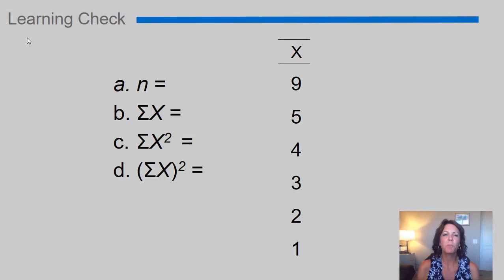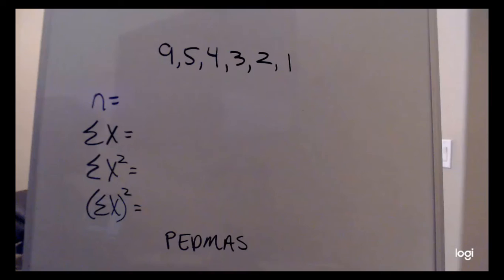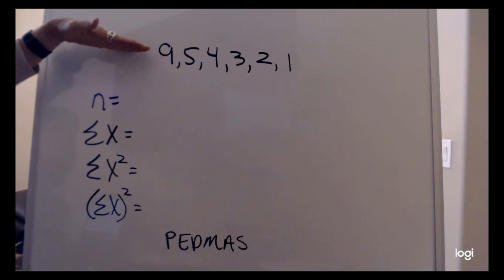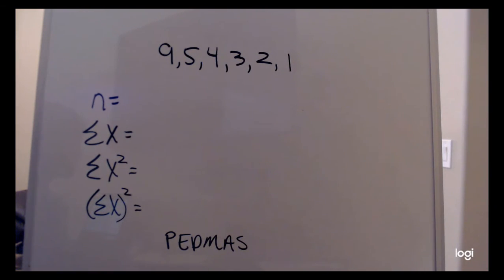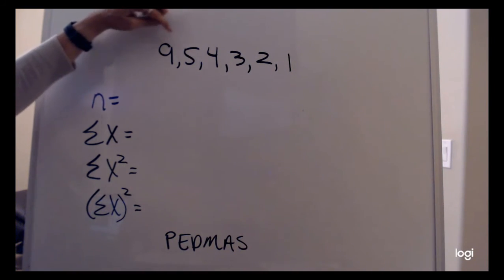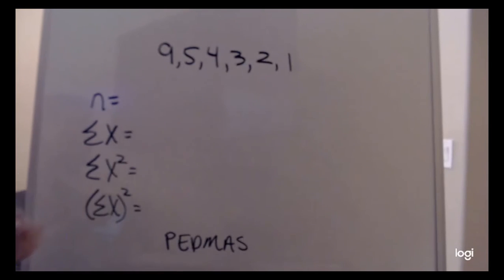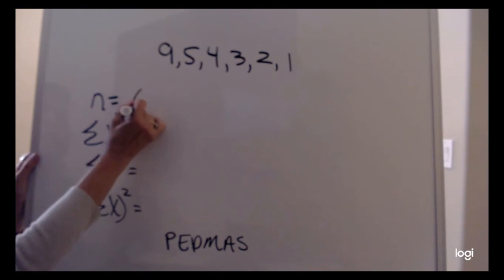All right, here's one more set. You have your numbers on the right, your X scores. Go ahead and pause the computer, work out items A through D, and then come back and check. Our numbers are here, 9, 5, 4, 3, 2, 1. The first question is, what is the N? In other words, what is the number of scores? 1, 2, 3, 4, 5, 6. So our N is 6.